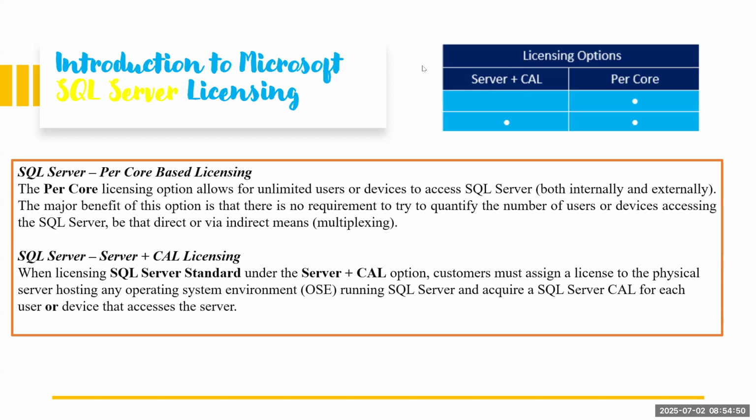For example, you are using Express Edition or Developer Edition, and you want to go for a higher level. You are earning good profits now, and you want to use the enterprise features. Then definitely you want to upgrade the editions. When you are upgrading the editions, definitely you want to know about the licensing. At that time, if your application team is unaware, then you need to educate them. You are the person to educate the application team.